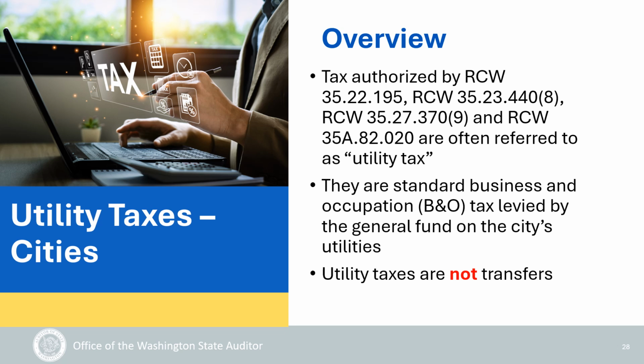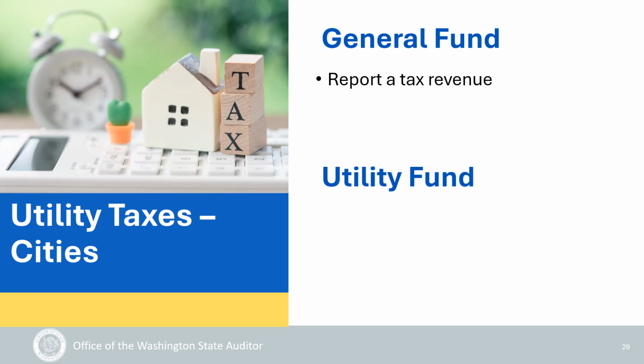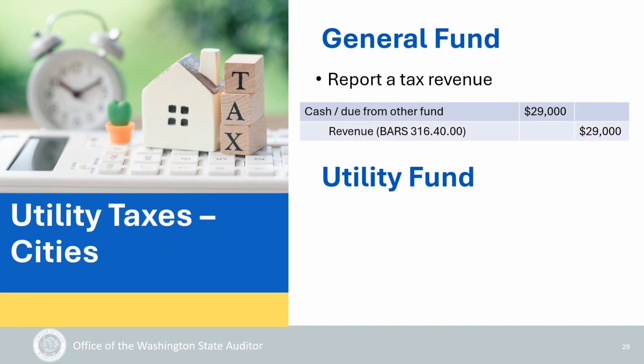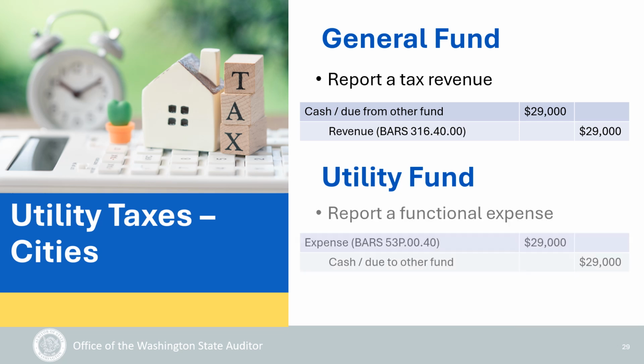Let's look at the journal entries for this transaction. The general fund is going to report a tax revenue using BARS code 31640. The utility fund will record a functional expense using the BARS code for utility expenses. Notice that neither fund reports a transfer. Remember, earlier I said it would be rare for a proprietary fund to report a transfer out. Sometimes we see governments mistakenly report a transfer out instead of a utility tax expense.